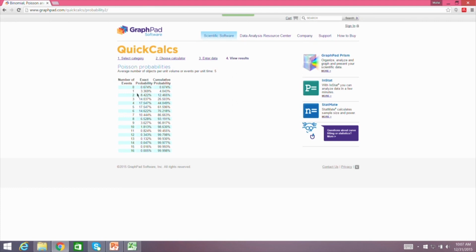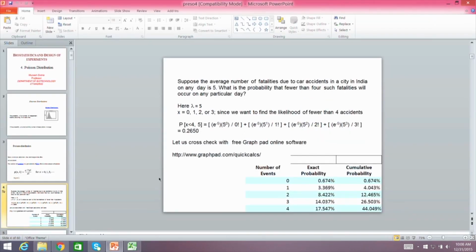So you see this, for 0 accidents on any particular day, the probability will be 0.67%. For only 1 accident, the probability will be 3.36%, but if it is 0 or 1 accident, then you need to add these two, that is cumulative, so it comes to 4%. So for 2 accidents it will be 8.42%, for 3 accidents it will be 14%, but if you are talking about 0 or 1 or 2 or 3 accidents on any particular day, you need to add all these, so that is the cumulative, so we get 26.5. Okay. So we got the same answer. So we can use this GraphPad software also to do the same calculations. Okay. So that is what we got here, 26.5% for fewer than 4 accidents.